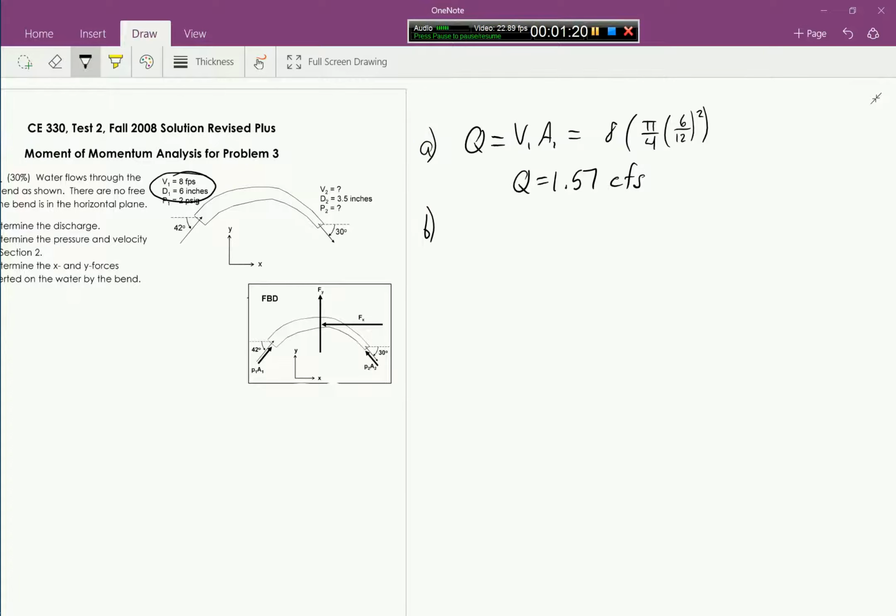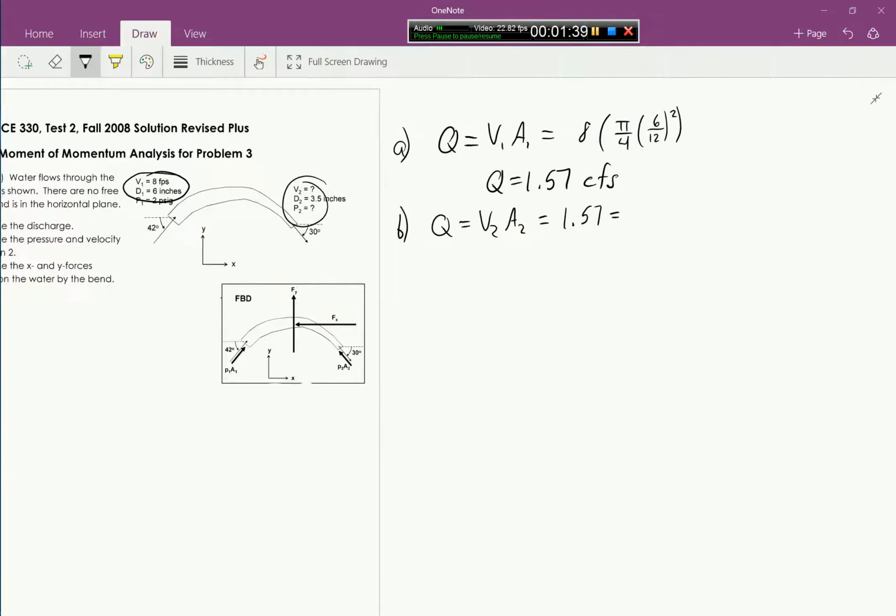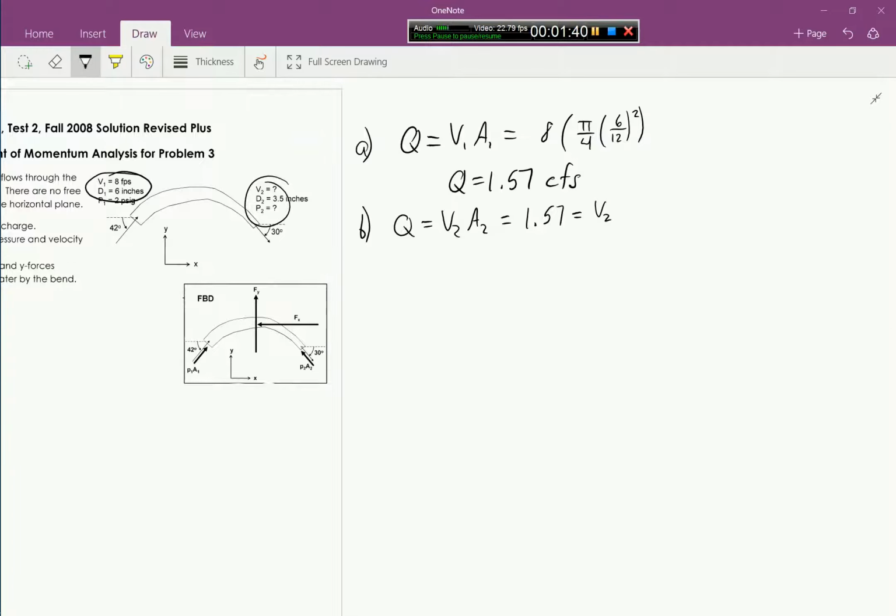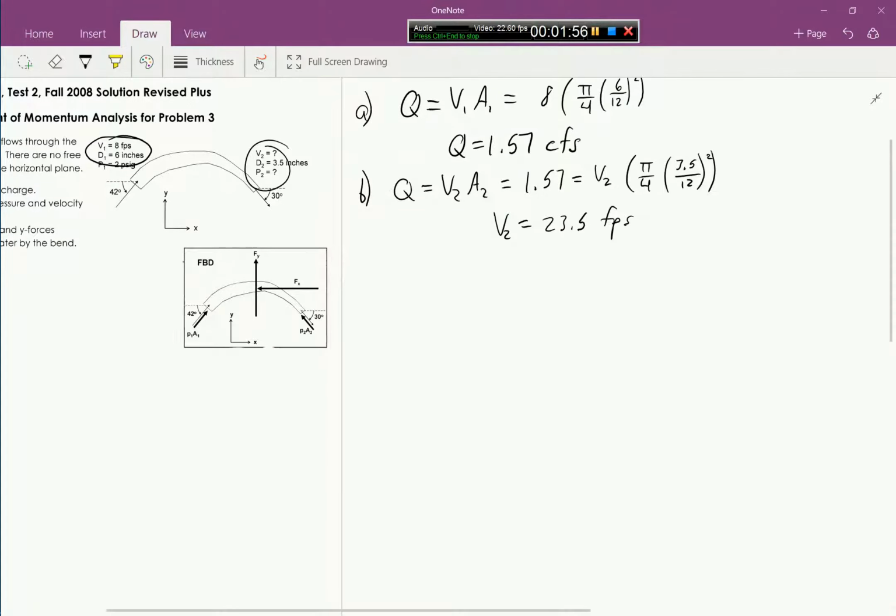So for part B, we're asked to find the velocity and the pressure at point 2. So again, we know the area and we know the discharge now, so we can find the velocity. So we have Q equals V2A2 now, and we know Q, which is 1.57, which is going to be equal to V2, which is what we're looking to find, times the area at 2, which is pi over 4 times the diameter in feet squared, and we get V2 to equal 23.5 feet per second. So half of part B is done.